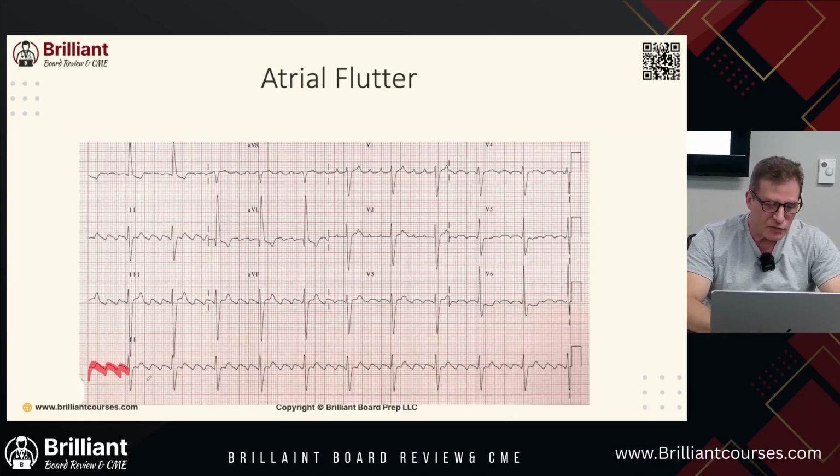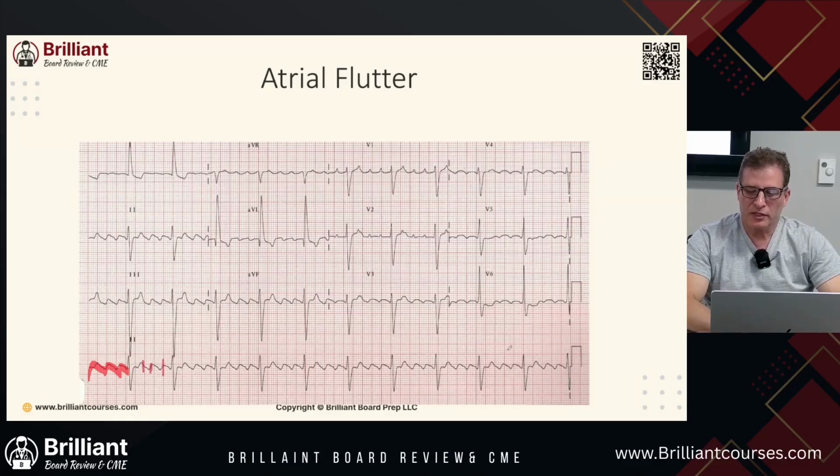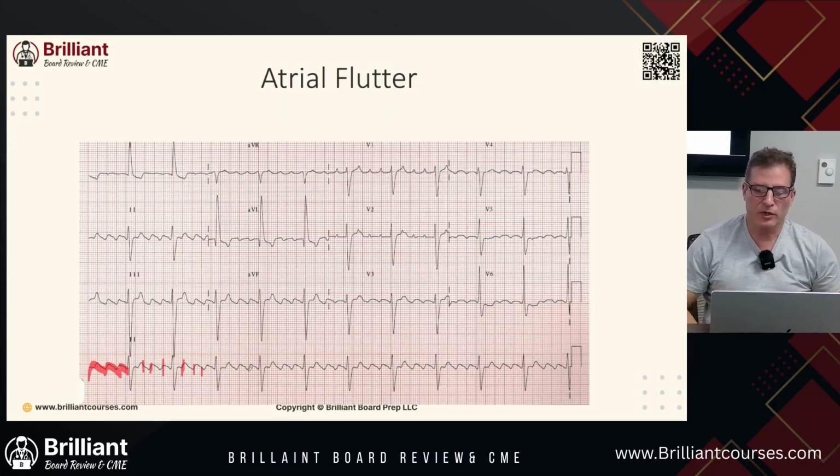So on this we can see right here is 1, 2, 3. Okay, so this would be 3 to 1. There are 3 flutter waves for every QRS complex. Here we go right here, 1, 2, 3, before each QRS complex. This is a 3 to 1 ratio.